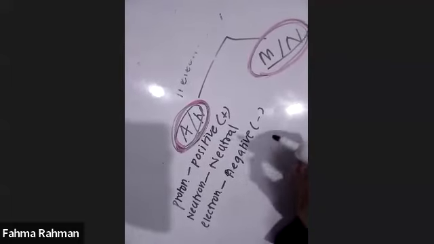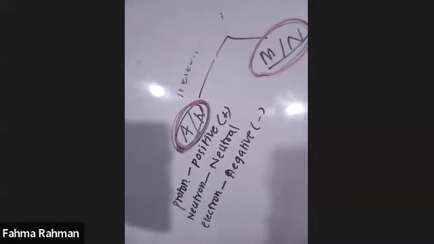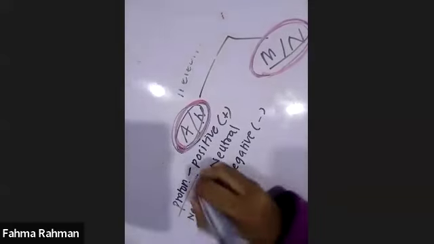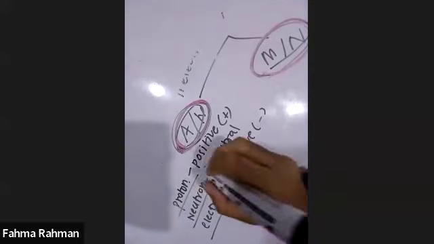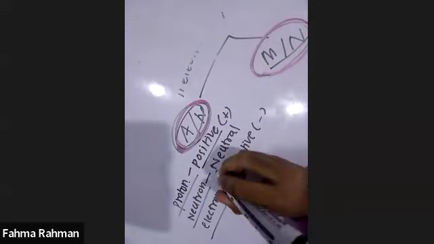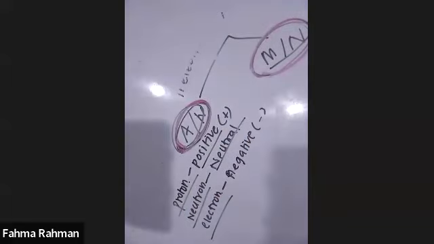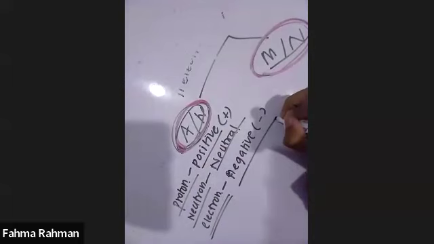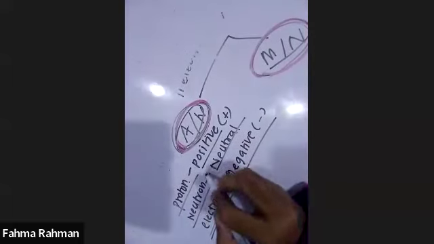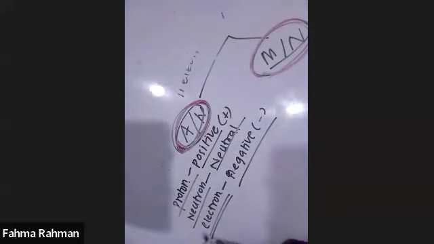So we were discussing atomic number and the subatomic particles. If you take the subatomic particles of an atom, you have proton, neutron and electron. Proton has a positive charge. Neutron has a neutral charge, which means it is neither positive nor negative. And electron has a negative charge. So positive, neutral, negative: proton, neutron, electron.